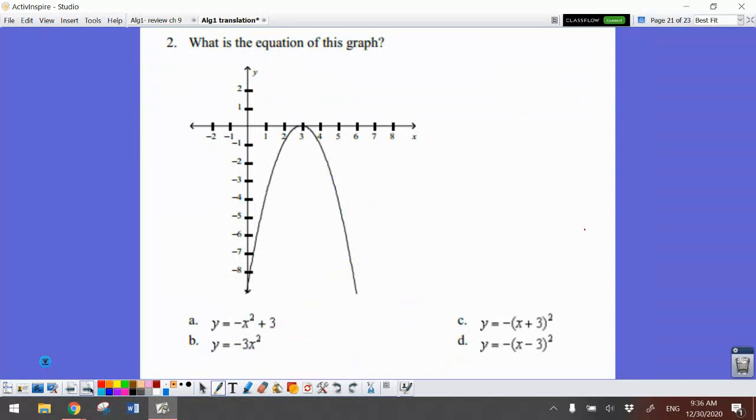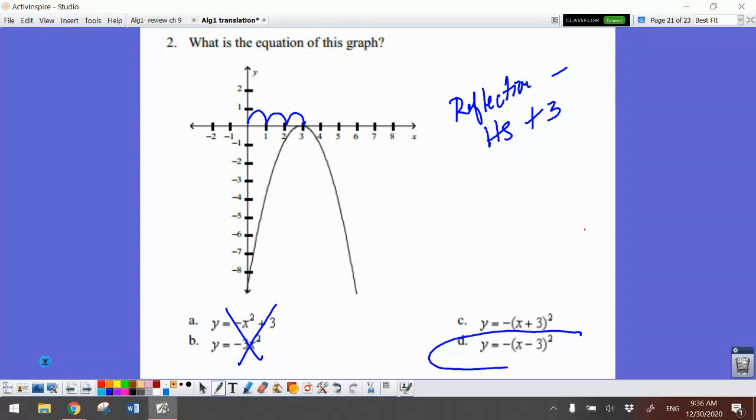All right, so let's see if we can figure out this equation of the graph. So this is actually a multiple choice. So let's think about what the transformations are here. So I see a reflection. So I know I have to have a negative. I see a horizontal shift of +3. So if there's no vertical shift, then I know I have to have parentheses. So it can't be these two, because I don't have parentheses. I have to have parentheses if there's a horizontal shift. So is it going to be C or is it going to be D? Which one shows this horizontal shift? Well, hopefully you said D because it has to be the opposite.